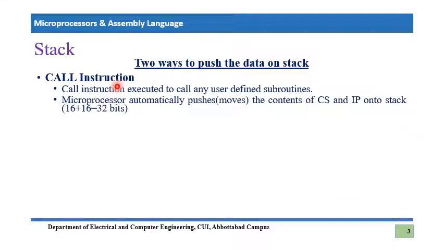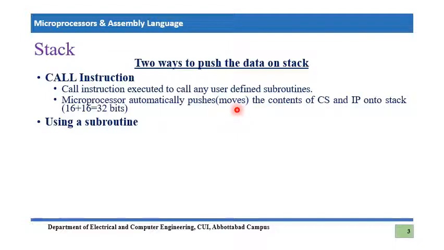Whenever call instruction is executed, the logical address registers, which are basically code segment and IP, automatically push onto the stack, so that the microprocessor can actually track the previous program in which it was working before the subroutine was called.